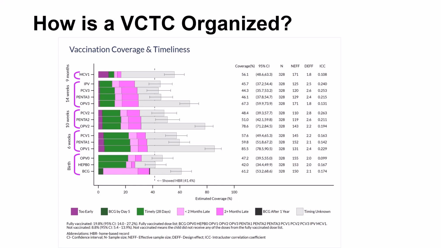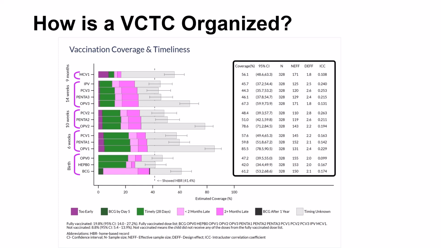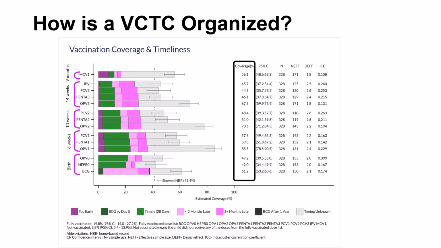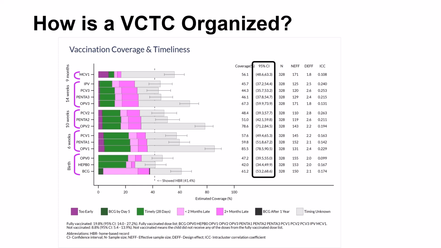The rightmost section of a standard VCTC has 6 columns which provide statistical information about each dose. The coverage column tells what percentage of children received each dose. The confidence interval provides information about the precision of the coverage estimates, where narrower confidence intervals come from larger samples and focus our confidence around the region of the point estimate. Wider intervals come from small samples or heterogeneous samples and indicate greater uncertainty.